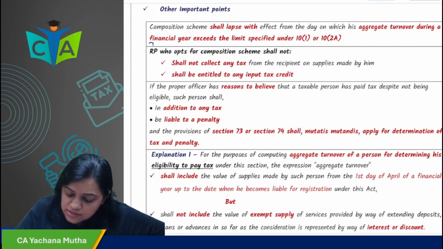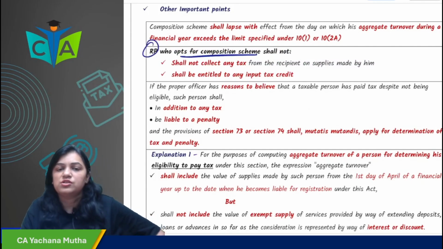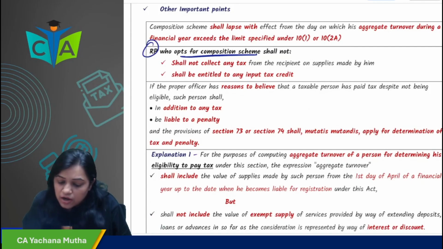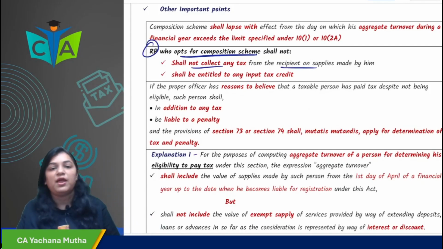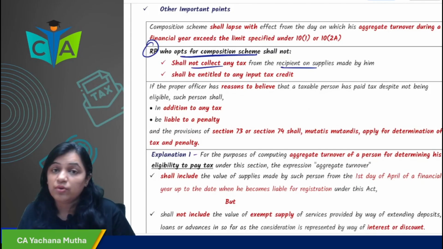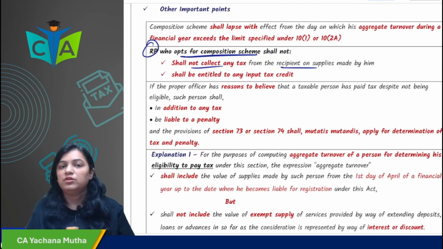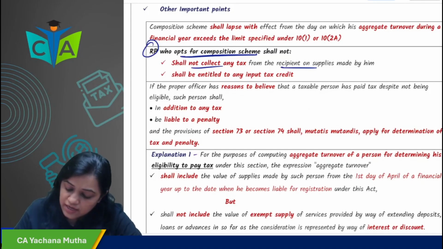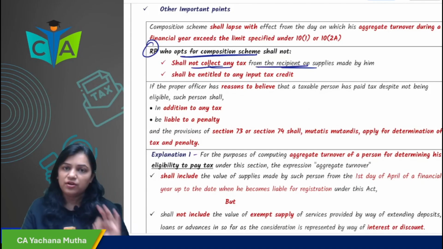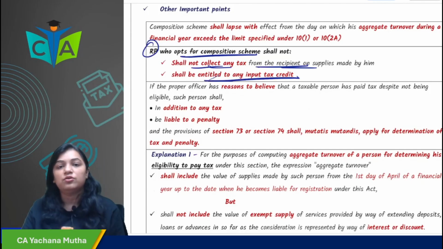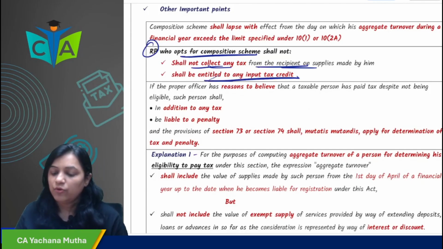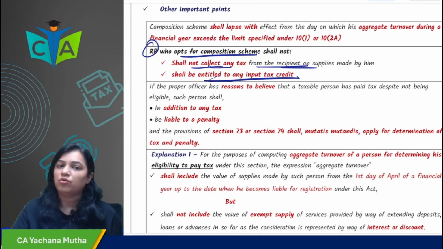So, if you are a registered person who has opted for composition scheme, then you should not collect tax from the recipient on supply made by him. You are not allowed to collect any kind of tax from the recipients. And you are not entitled to any input tax credit.